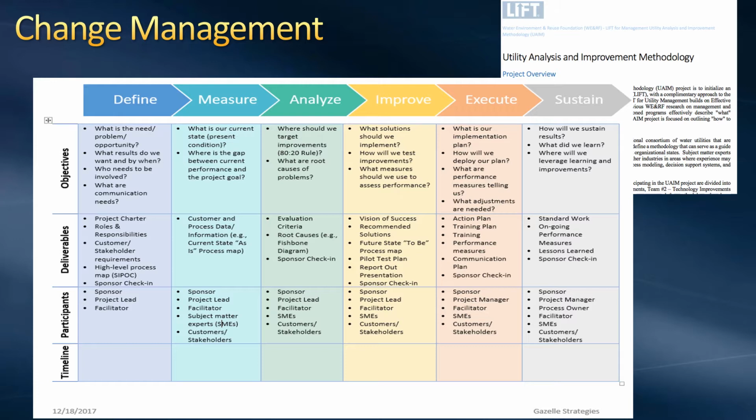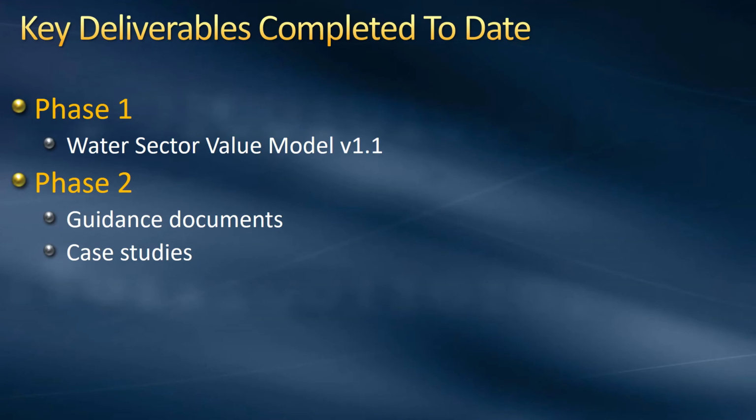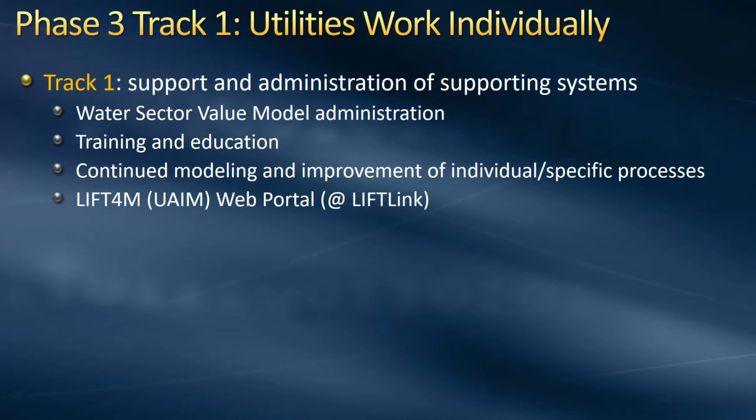The project team did provide guidelines for change management, shown on this slide, that provide practical steps to successful implementation without delving into the complex issues of culture. Such issues we may examine in Phase 3 of this project. To summarize, Phase 1 delivered the water sector value model, and Phase 2 delivered case studies for improvement and the guidance documents. In January of 2019, we will start work on Phase 3 of this project.